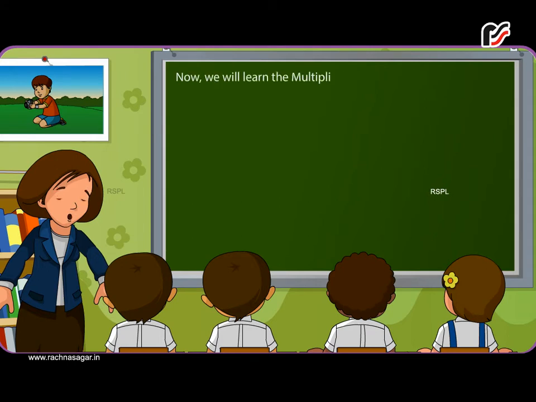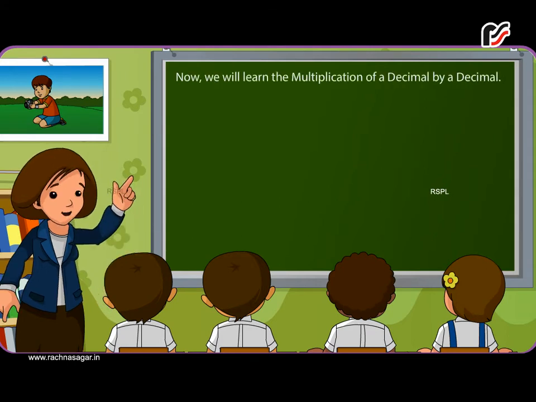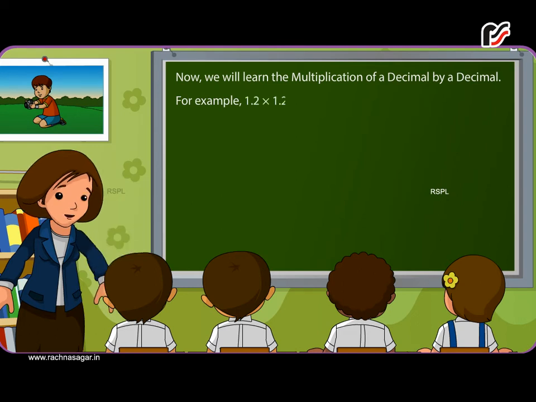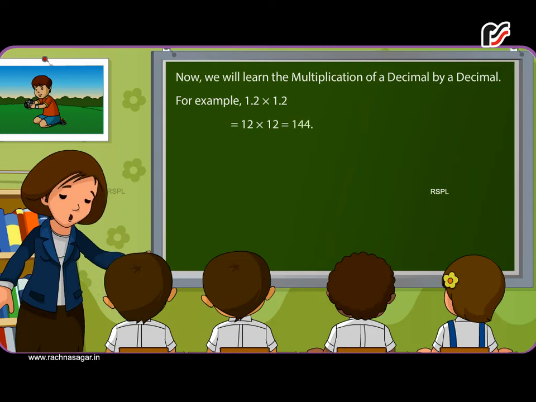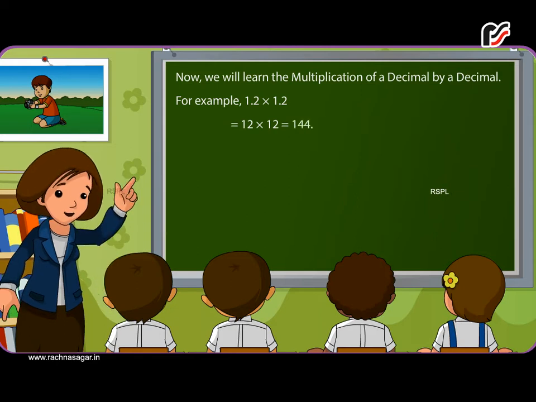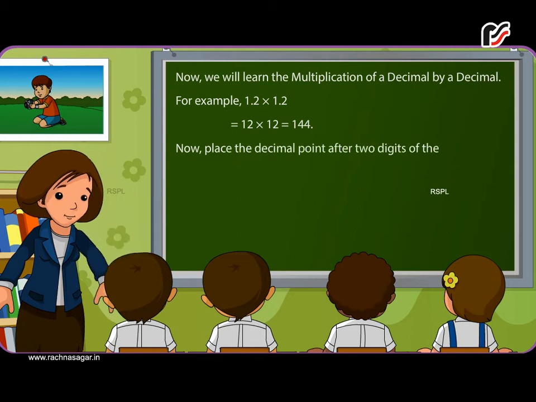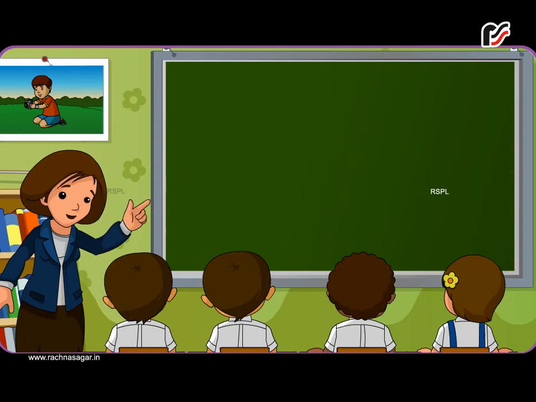Now we will learn the multiplication of a decimal by a decimal. For example, 1.2 multiplied by 1.2 is equal to 12 multiplied by 12 is equal to 144. Now place the decimal after 2 digits of the product from right, that is 1.44.